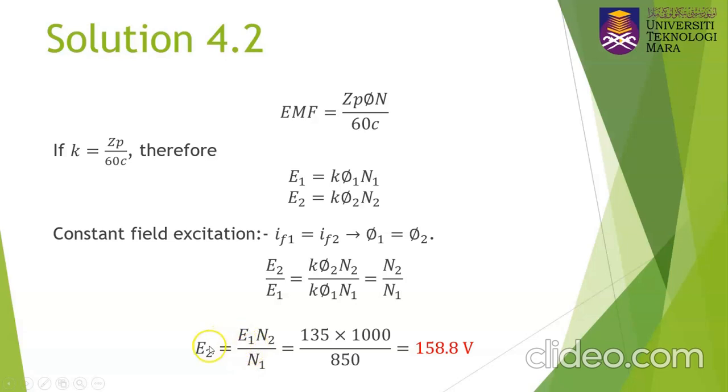Then we can simply rearrange the equation, so E2 becomes E1 multiplied by N2 divided by N1. Then we substitute all the numbers accordingly, and the final answer is that the EMF generated at the speed of 1000 RPM is equal to 158.8 volt. So that's the solution for the example.